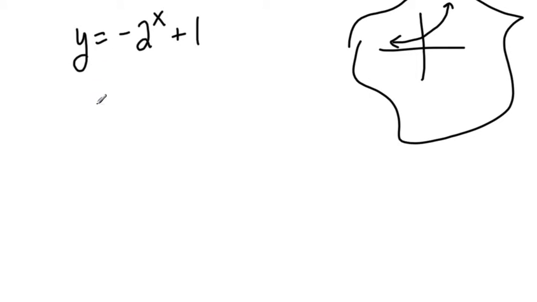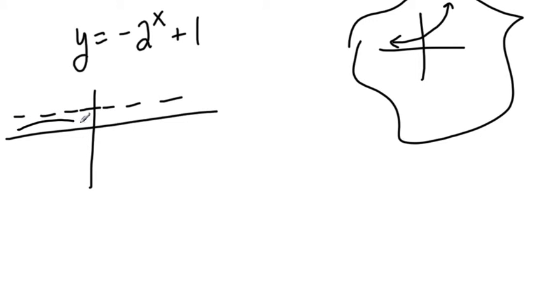I'm confused. You're saying +1, but I thought 1 made it go to the left. It makes it go to the left if it's with the x. Oh, okay. That's at the end. So what does this look like, guys? It flipped over and then it pushed up 1. So it's just going down. It's downward from that one.